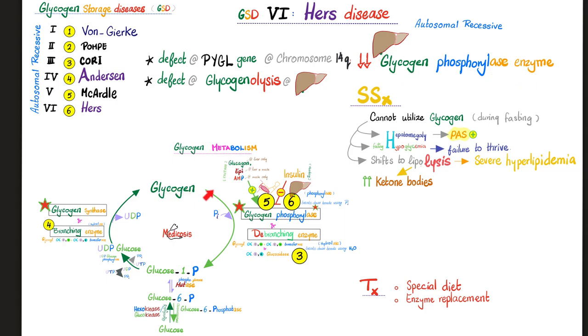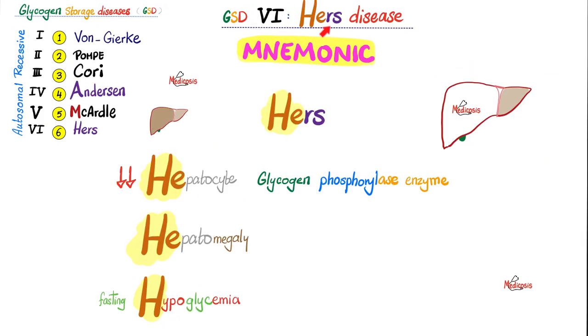What's going on? I cannot break down glycogen into glucose, therefore glycogen will accumulate in the liver. Hepatomegaly. I cannot make glycogen into glucose. Fasting hypoglycemia. Maybe failure to thrive. When I cannot utilize the sugar, I will shift towards the fat, lipolysis, causing hyperlipidemia and ketosis. Management. Special diet. Do not let your patient fast, otherwise fasting hypoglycemia can develop, and try to replace the missing enzyme. Here is a mnemonic for Hers disease or glycogen storage disease type 6.